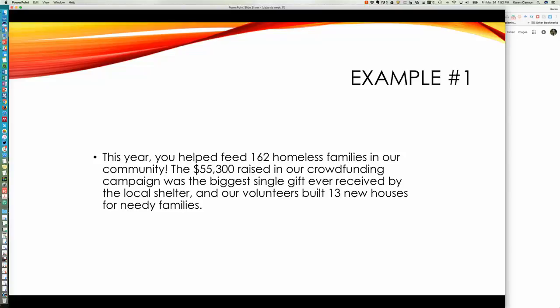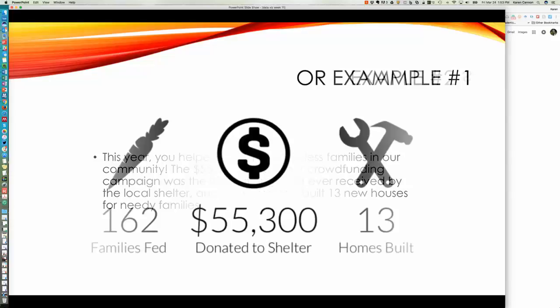The $55,300 raised in our crowdfunding campaign was the biggest single gift ever received by the local shelter, and our volunteers built 13 new houses for needy families. So, valuable information here, right? You fed a lot of homeless families in the community. You raised a certain number of dollars, which was the biggest ever. Your volunteers built 13 new houses for needy people. Those are some pretty impactful, pretty big deal things that this organization was successful at.